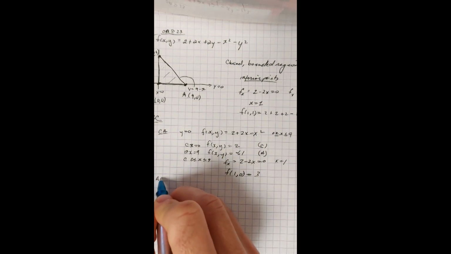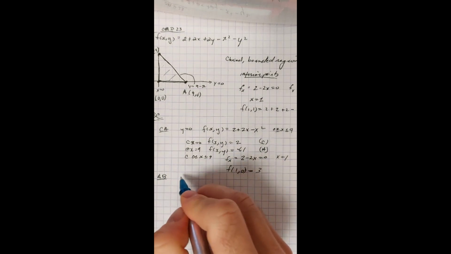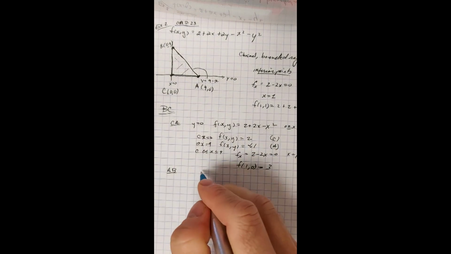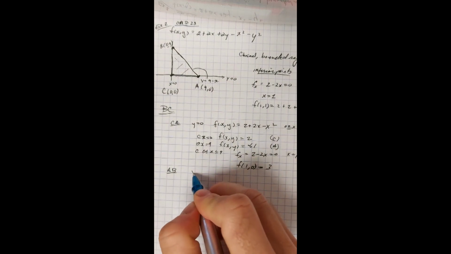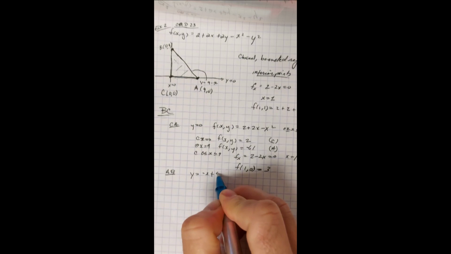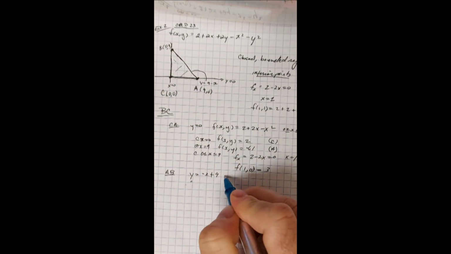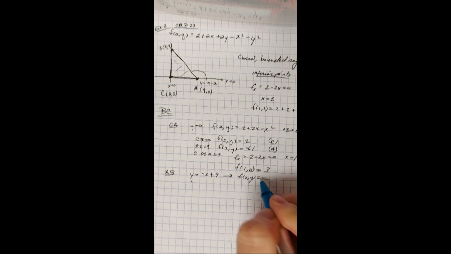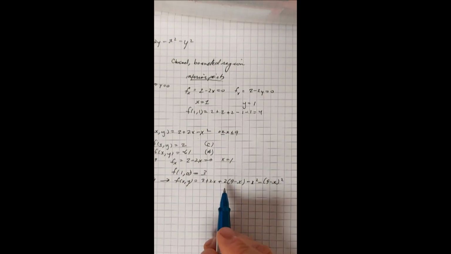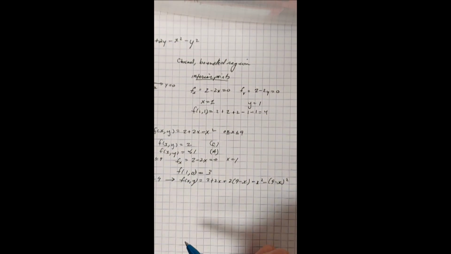Following a similar manner, AB is this diagonal line here. In that situation, we have y is equal to, excuse me, negative x plus 9. And so if we plug that in, it's going to imply that f(x, y) is going to equal 2 plus 2x plus 2 times (9 minus x) squared minus (9 minus x) squared. Just replacing y in its relationship to x along this boundary.